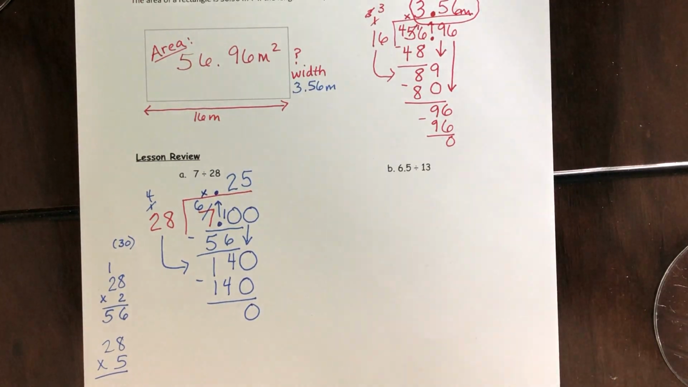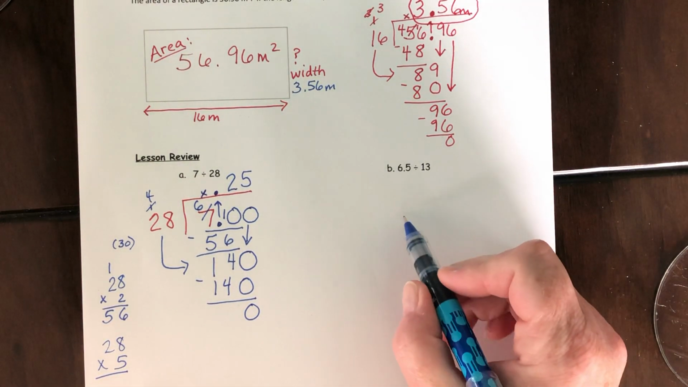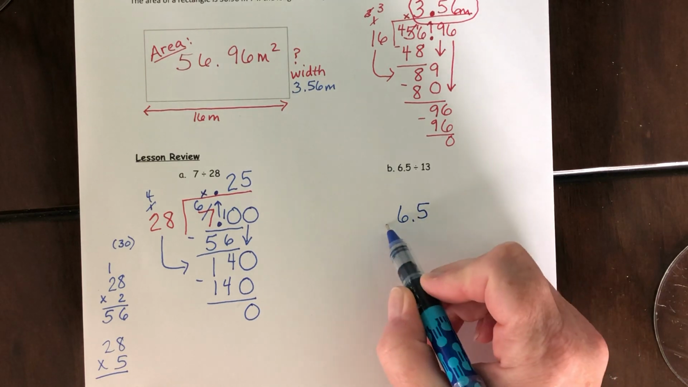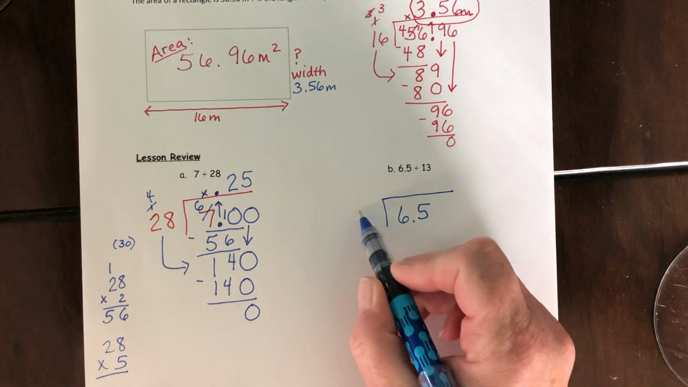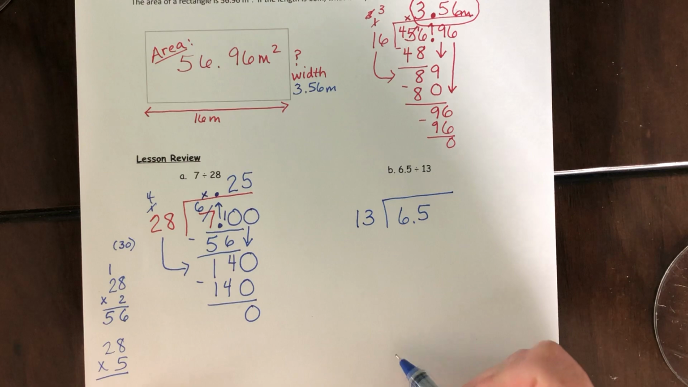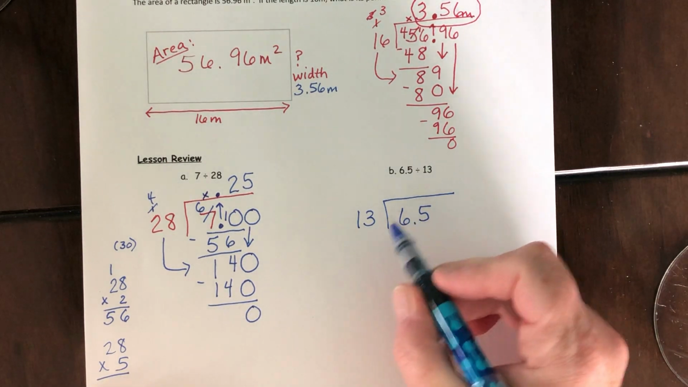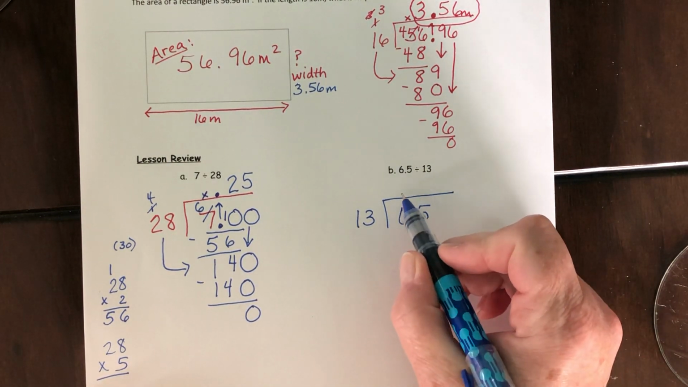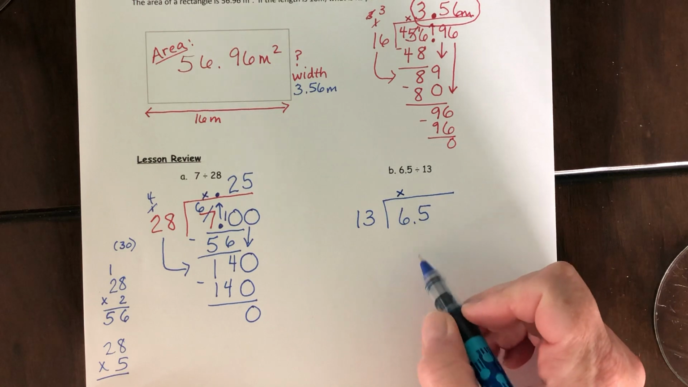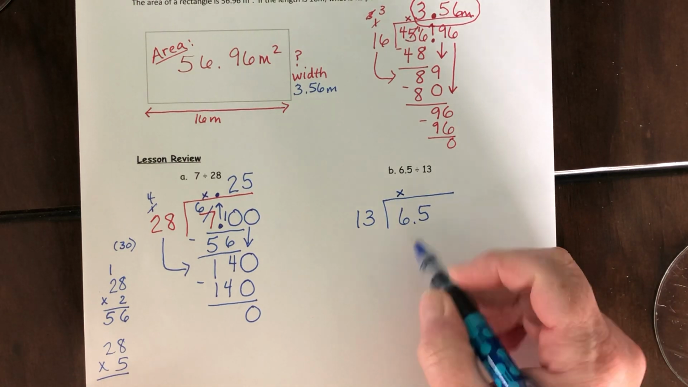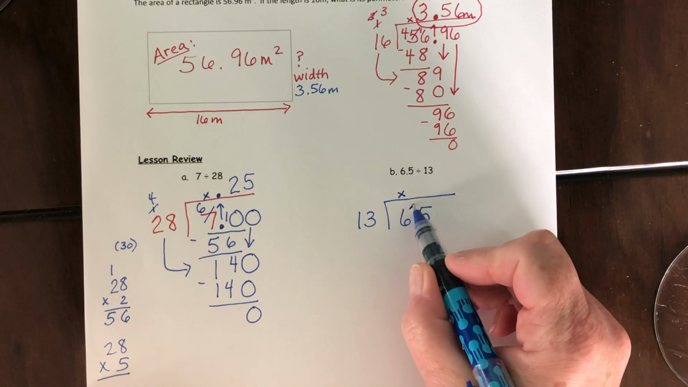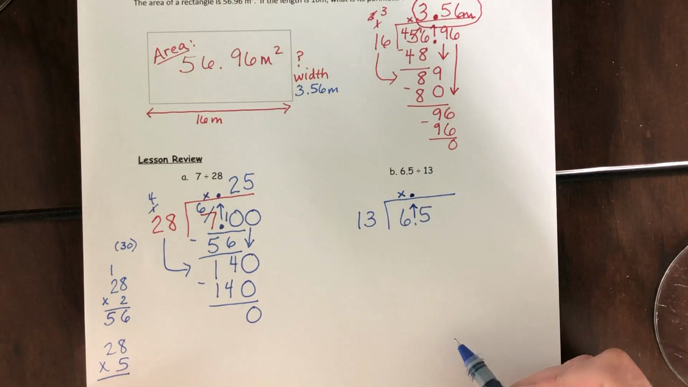For B, we do 6 and 5 tenths divided by 13. So 6 and 5 tenths divided by 13. Make sure you have your divisor and dividend in the right place. So once again, 13 is too big to divide down into 6. 6 is too small. I'm going to put an X there to remind me not to start my quotient there. I want to go ahead and pop the decimal up into my quotient. I don't have to really deal with it anymore.